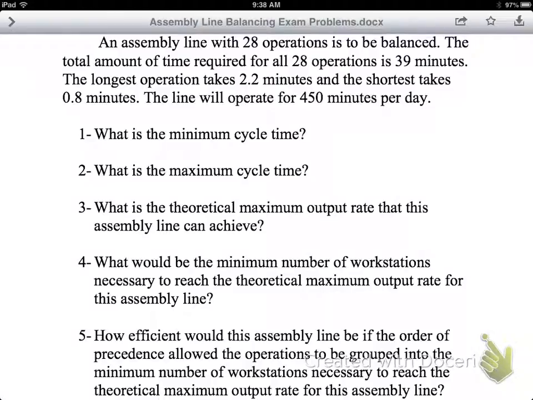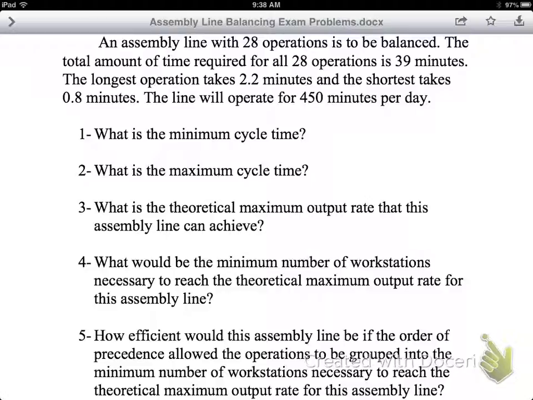All right, we're going to go through the assembly line balancing quiz exam from Chapter 8. The text of the question reads: an assembly line with 28 operations is to be balanced. The total amount of time required for all 28 operations is 39 minutes. The longest operation takes 2.2 minutes and the shortest 0.8 minutes. The line will operate for 450 minutes per day.